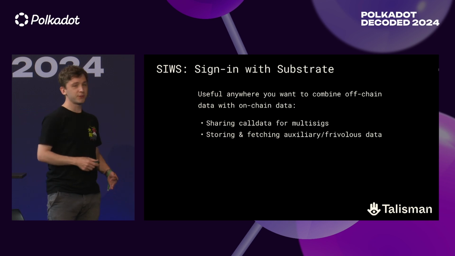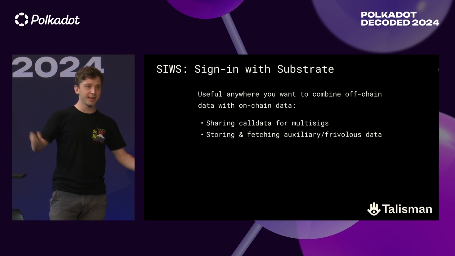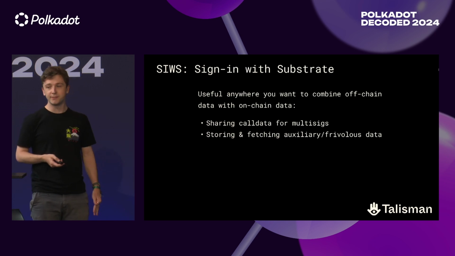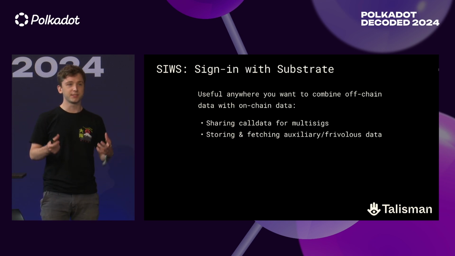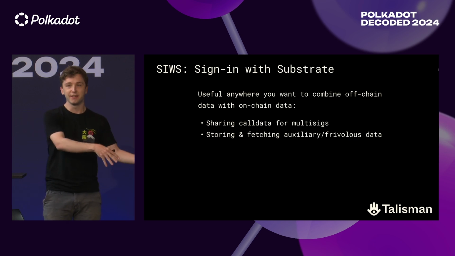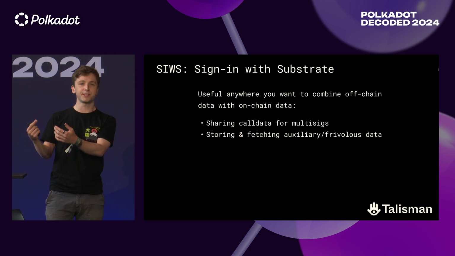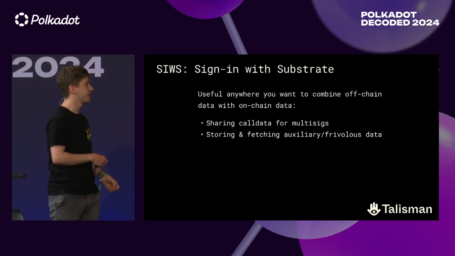And this is useful in a really wide range of applications. It's a very generic tool, a very generic primitive. We use it inside of Signet to share call data for the multi-sig transactions. This is a bit of information that actually lives off-chain. So we need a way to store it in a backend, allow a user to prove they own a particular account so they can access the core data for that transaction.